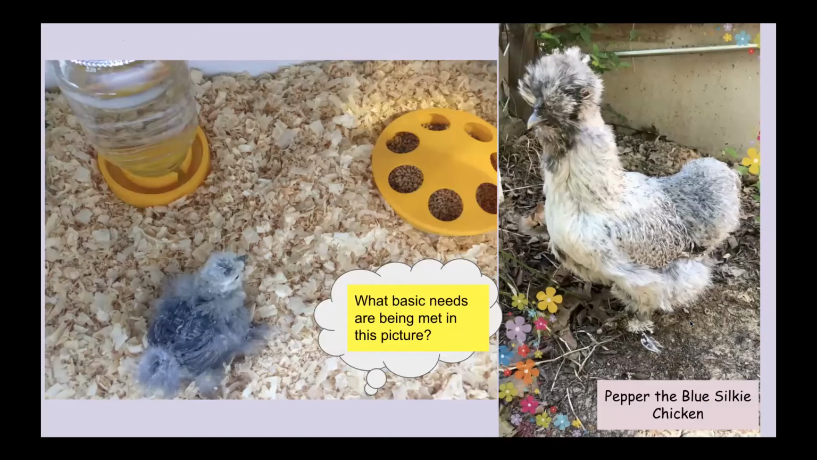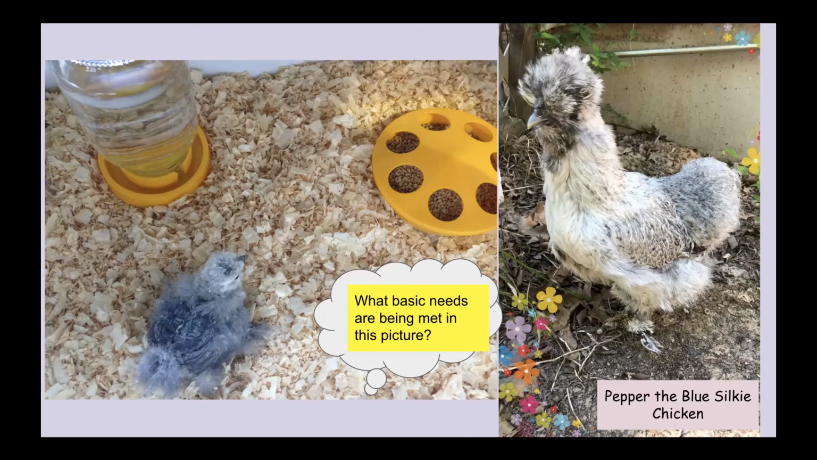So take a look at this picture. We already met Pepper, the blue silky chicken. This is a picture of Pepper when she was a baby chick. Look how tiny she was when she was a baby. So look at the picture. What are some basic needs that are being met in this picture? So take a moment to observe.